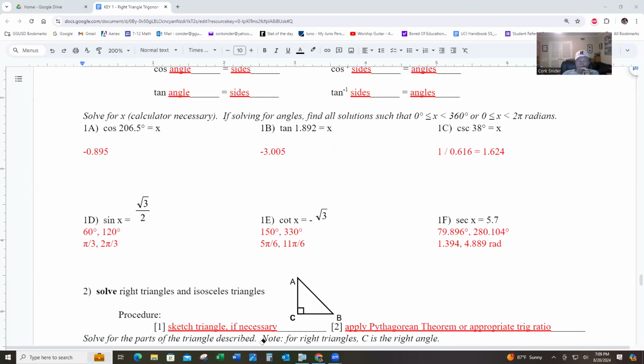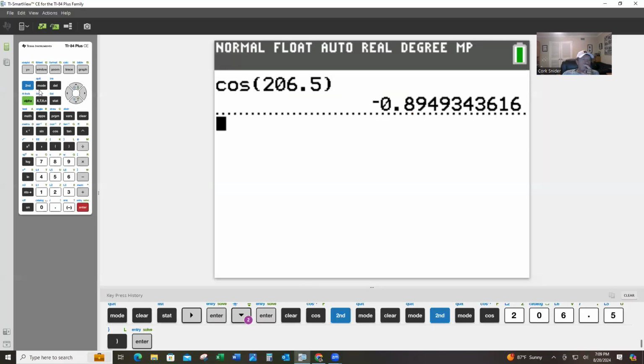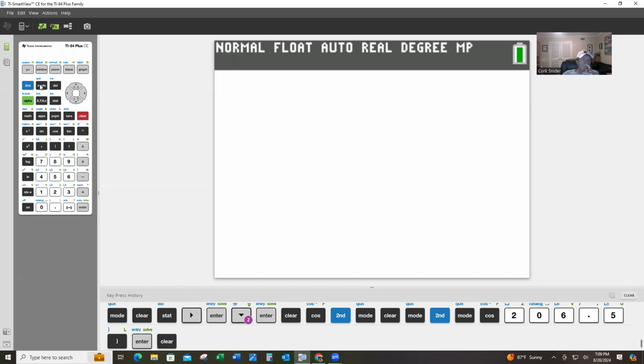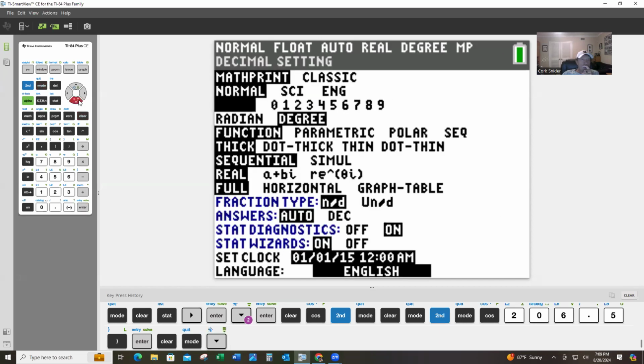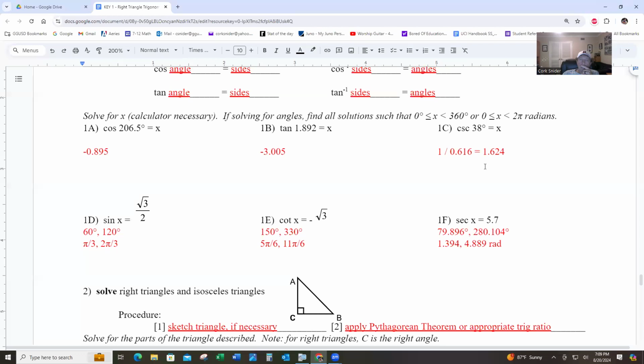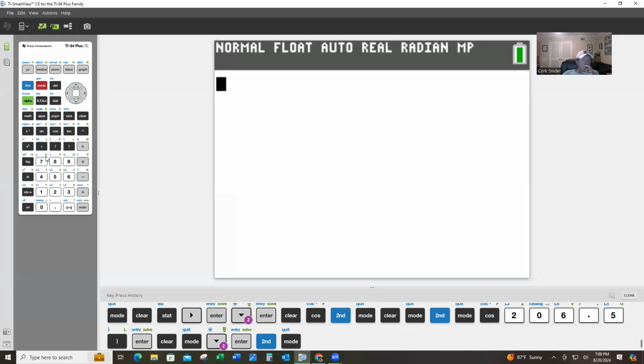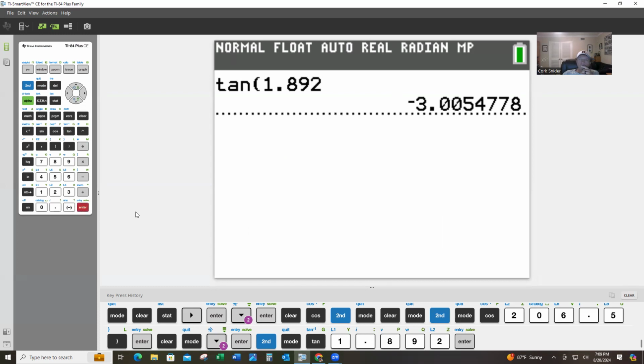So you got to go into your calculator and make sure you go, clear that, go mode, and then go down to radian. Hit enter. Now you're in radians. Okay. Second quit. I kind of forget what the question was now. Tangent of 1.892. Okay. So I'm going to go the tangent. And again, I'm in radians. 1.892. Okay. There you go. Negative 3.005.